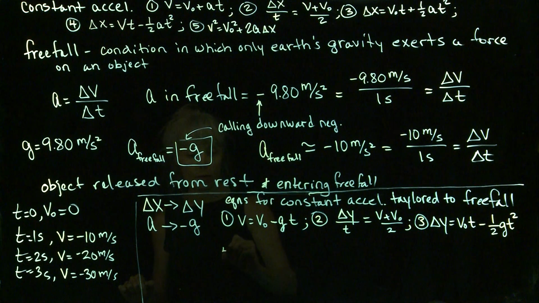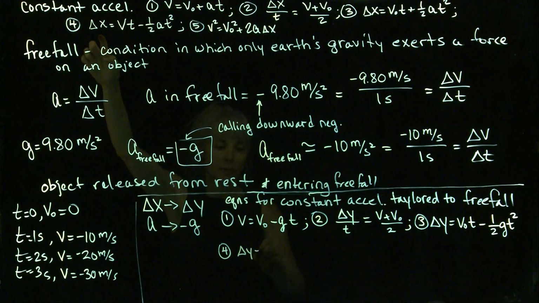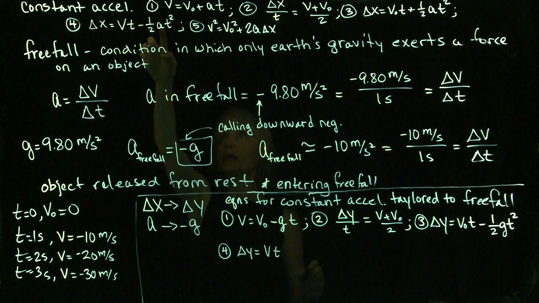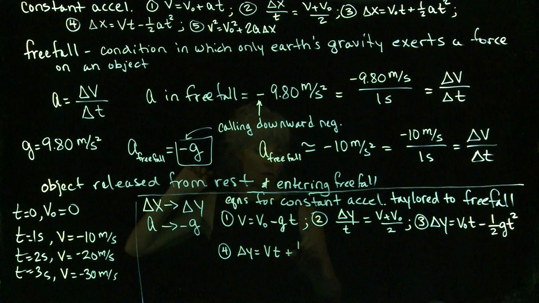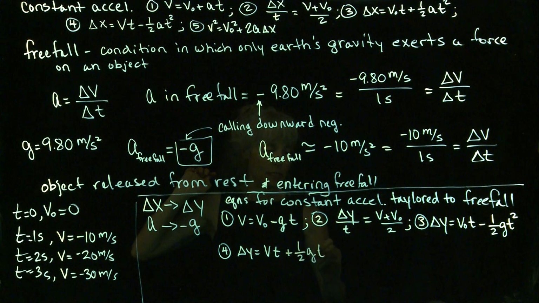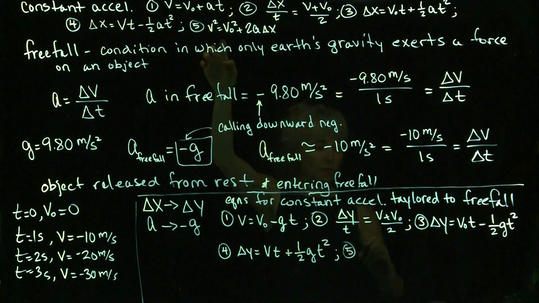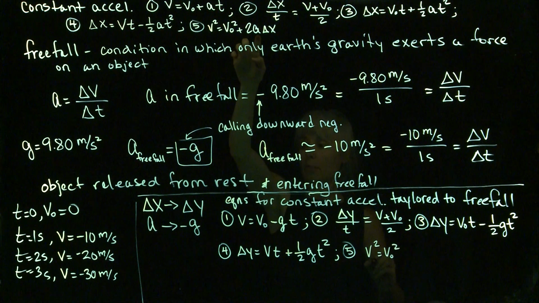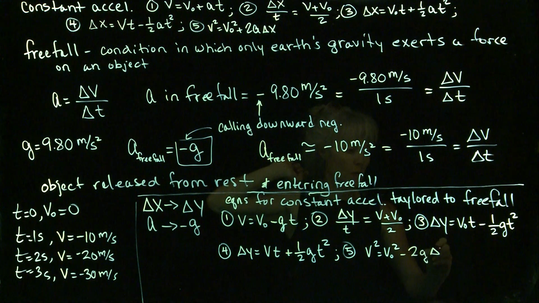Equation 4 is going to become delta y is equal to vt. And now I'm going to plug in a minus g for a, so this negative sign that's going to be in front of the g and this negative sign is going to give me a plus 1/2 gt squared. And the last equation, 5, is going to be v squared is equal to v naught squared. And then again, plugging in the minus g for a is going to give me a plus and minus, which is minus 2g delta y.